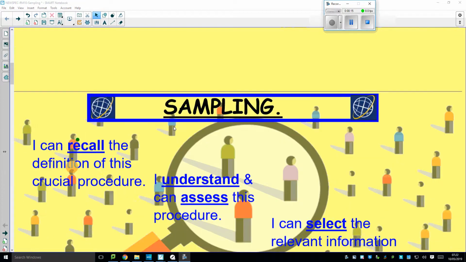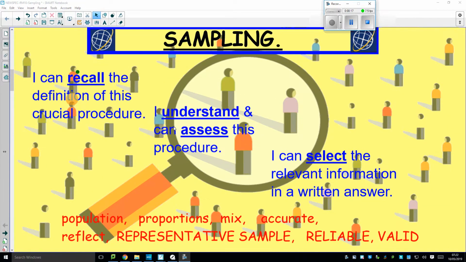So, this is about sampling. This is an incredibly important lesson. It's an incredibly important little body of knowledge to learn because it's on every single exam, every single year somewhere. There'll be a question on sampling. So you must know this. You must be familiar with these key words: population, proportions, mix, accurate, reflect, representative sample, reliable and valid, and you must know about these procedures.